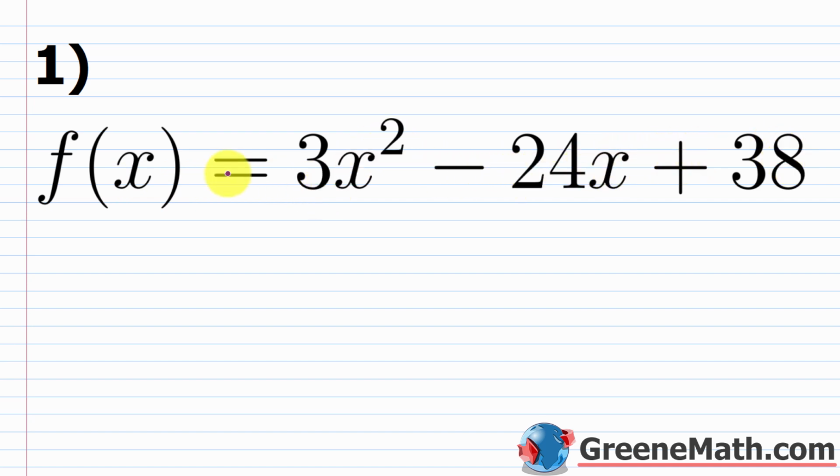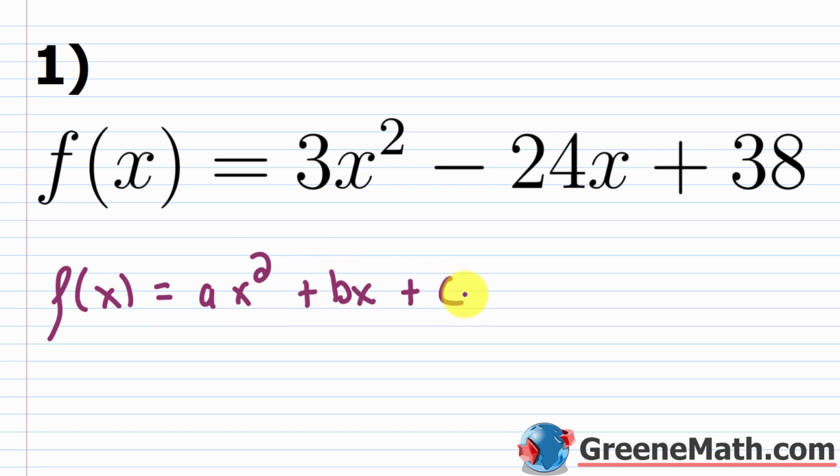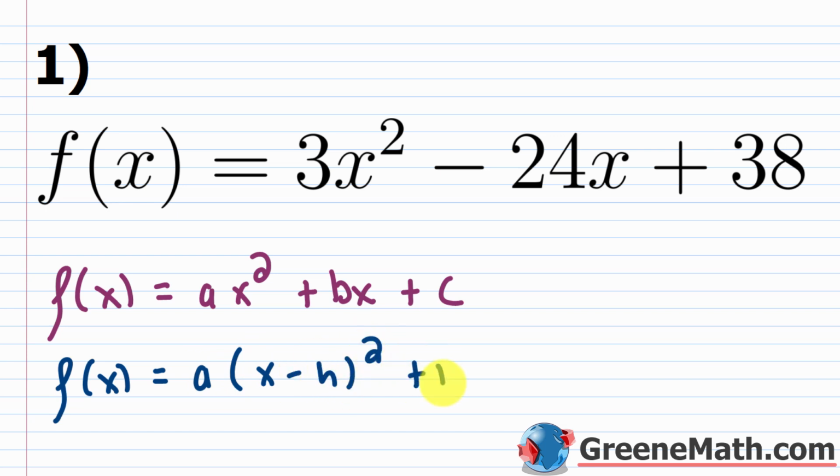So the idea is we're going to start with something in this form. So f of x is equal to ax squared plus bx plus c, where a is the coefficient of x squared, b is the coefficient of x, and c is your constant. And we want to put this into what we call vertex form. So this is f of x is equal to a times the quantity x minus h squared and then plus k. So there's lots of reasons to do this.